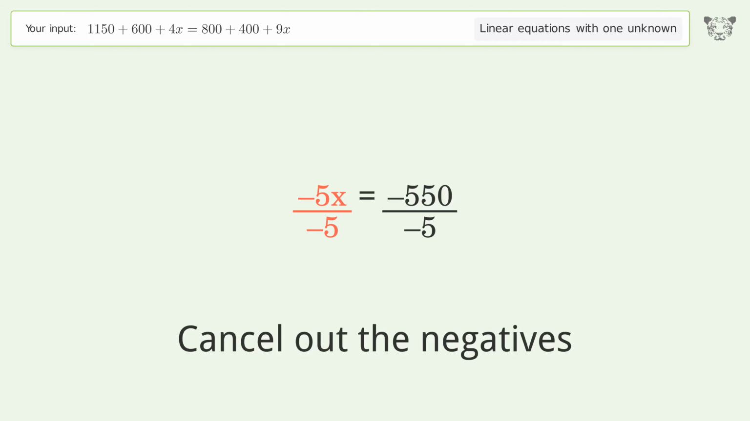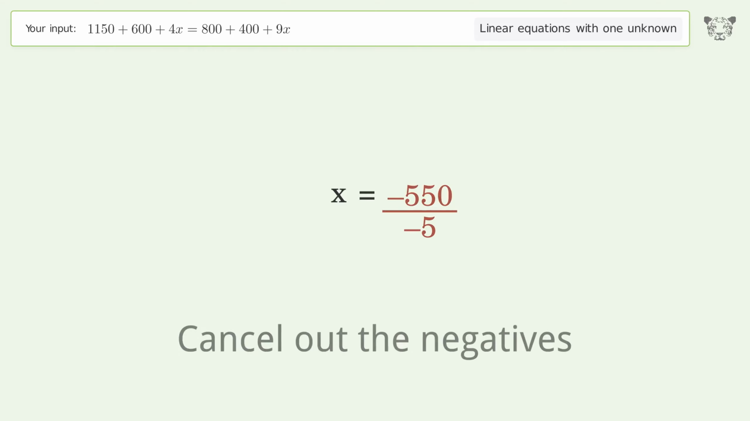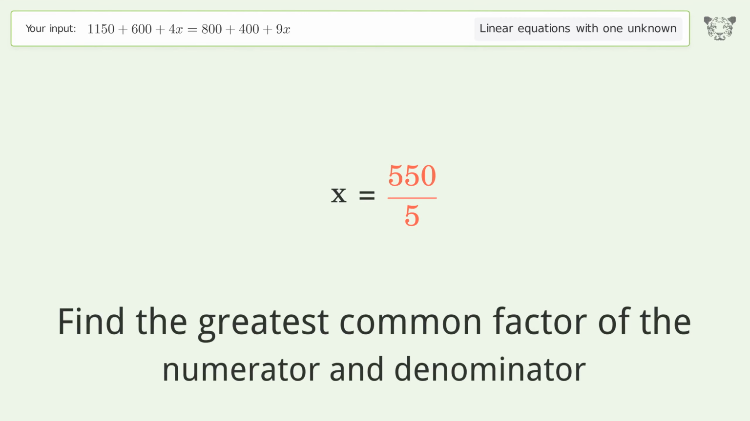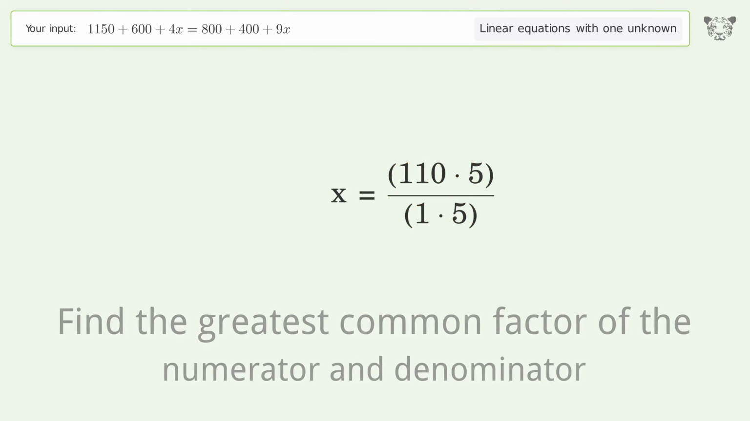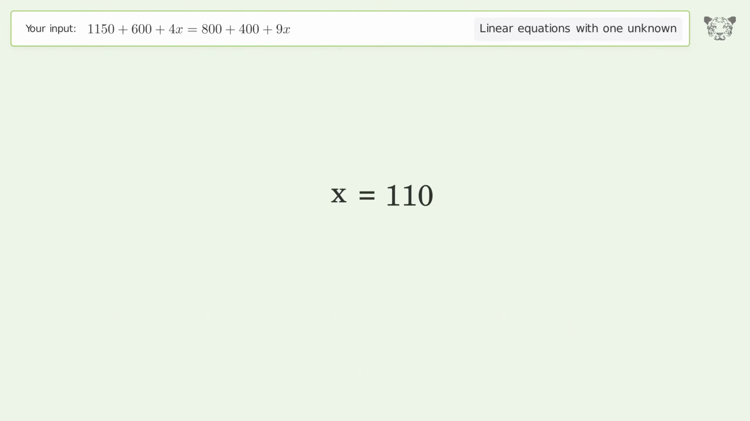Cancel out the negatives. Simplify the fraction. Cancel out the negatives. Find the greatest common factor of the numerator and denominator. Factor out and cancel the greatest common factor. And so the final result is x equals 110.